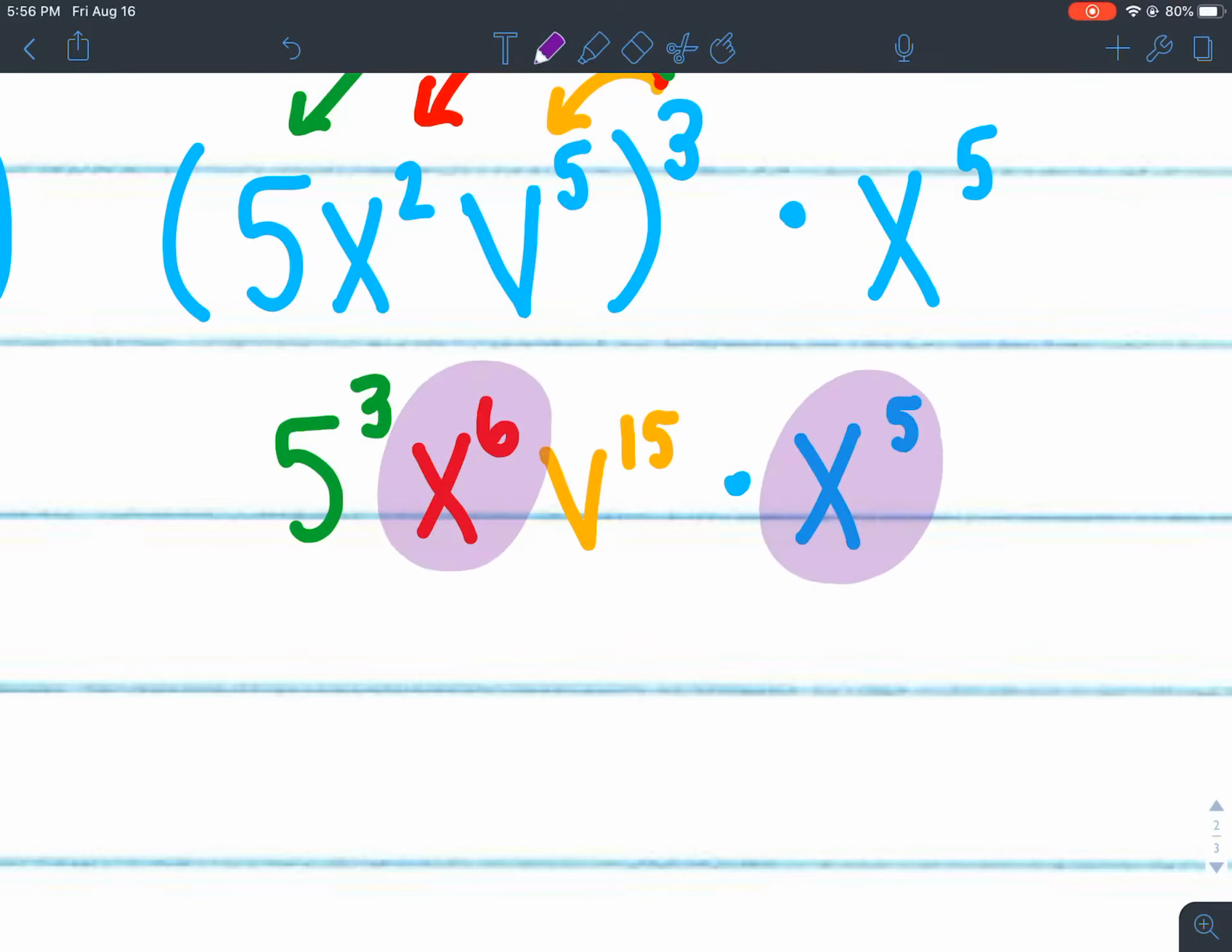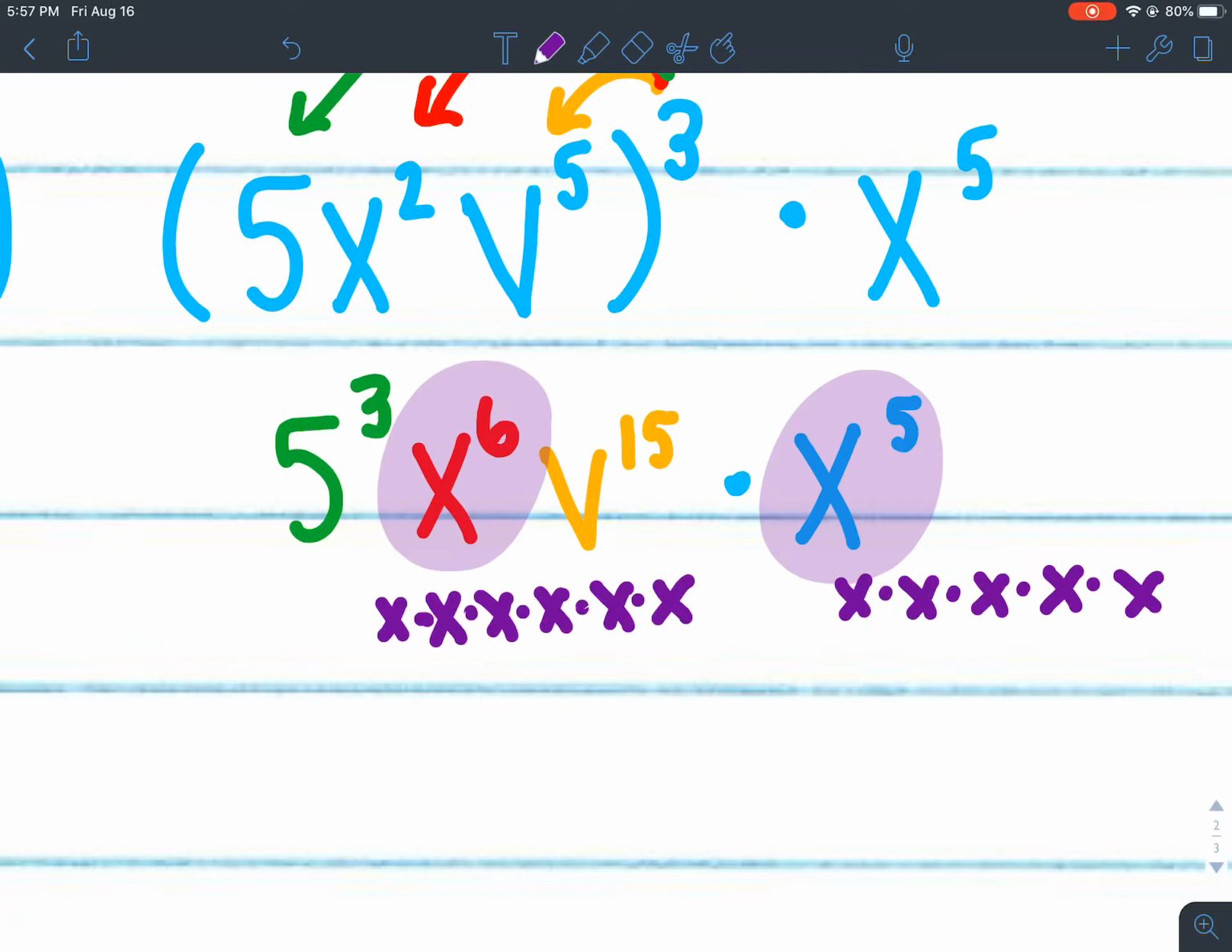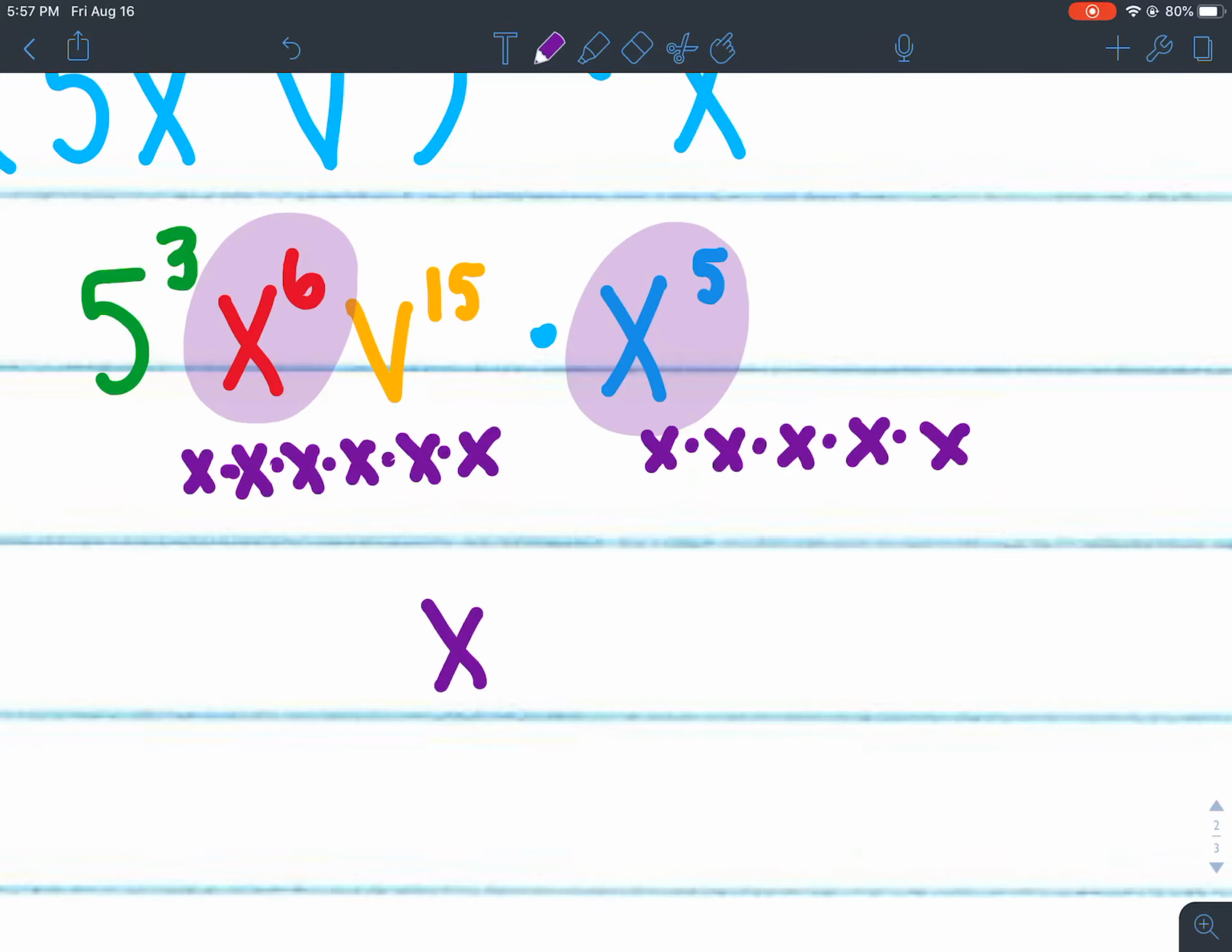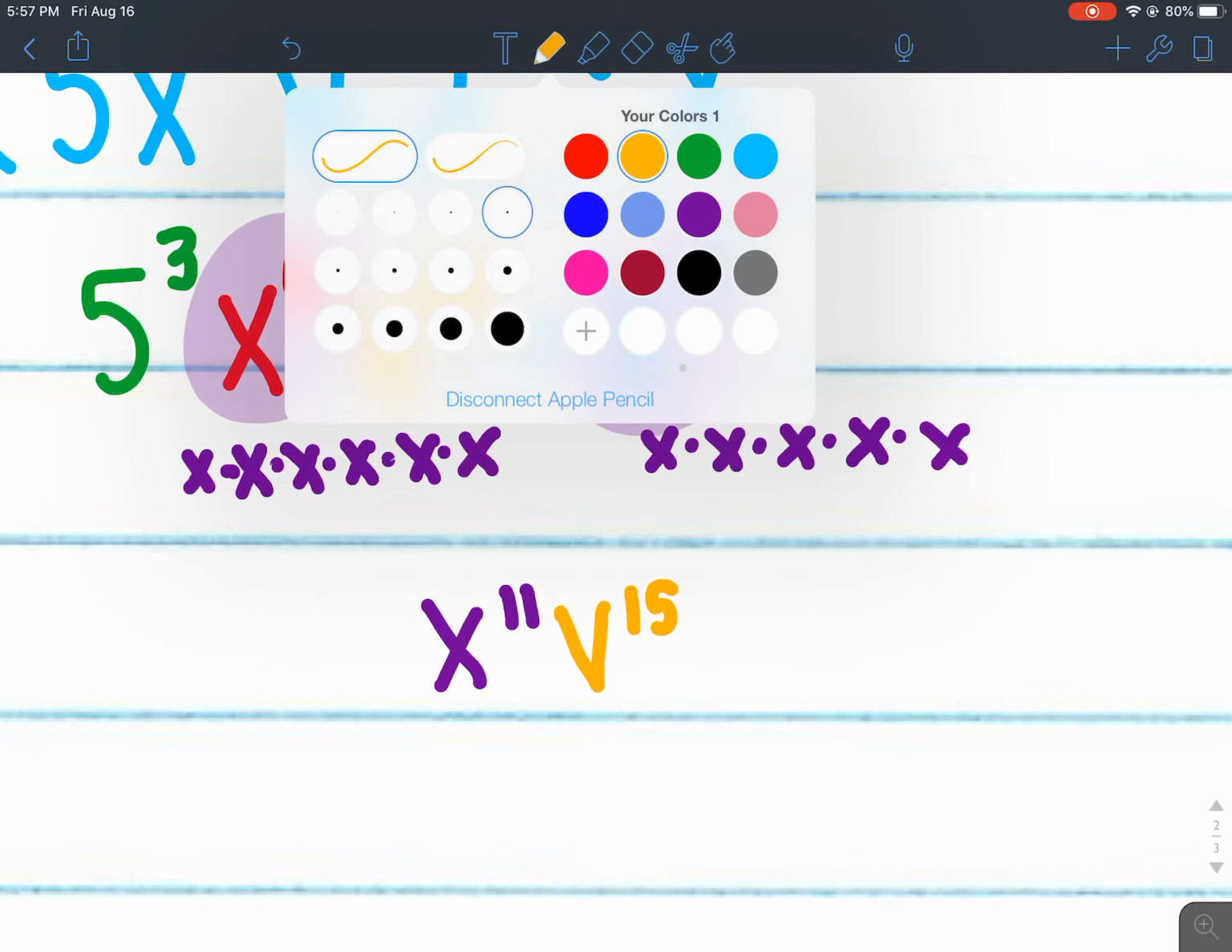So how many x's are there technically? I have 6 over here, right? This is technically this, right? And this one is x to the power of 5, so I have that 5 times, right? So that means I have x to the 11th. I'll go ahead and copy everything else down.